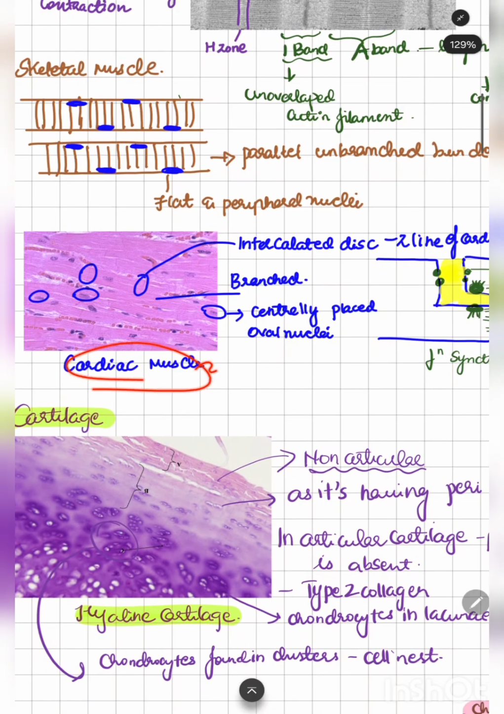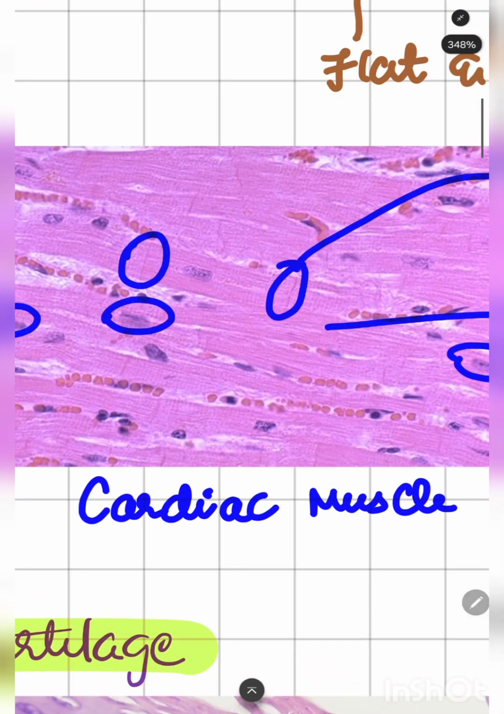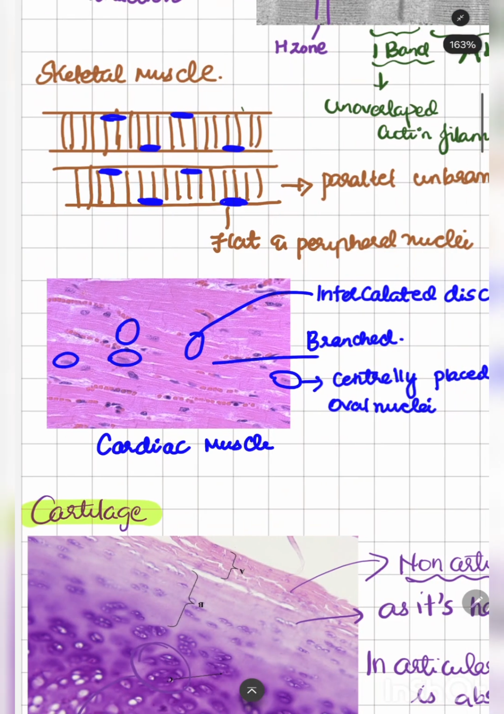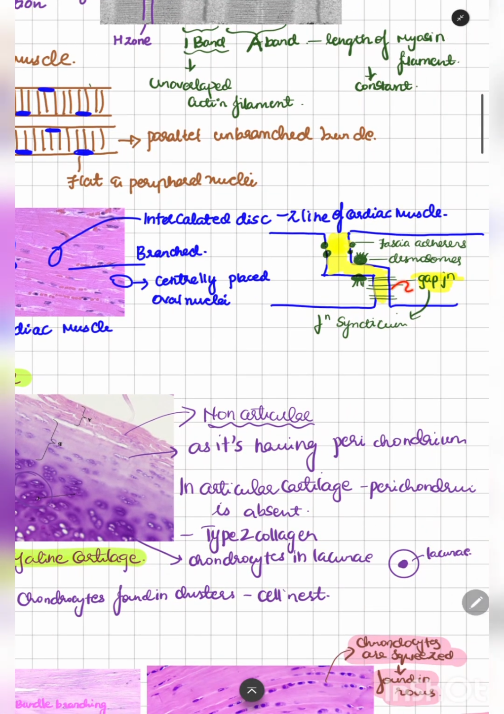Then comes cardiac muscle. So how to differentiate it from skeletal muscle: the first thing you should remember, the key feature, is the intercalated disc. This dark line which you are seeing here is the intercalated disc, which is found only in the cardiac muscle, right? I'll just brief about the intercalated disc. This is basically the Z line of cardiac muscle, which is made up of the gap junction, the fascia adherens, and desmosomes. Gap junction functions as a syncytium, which helps all the cardiac muscles function as a single muscle because of the presence of this gap junction, right?